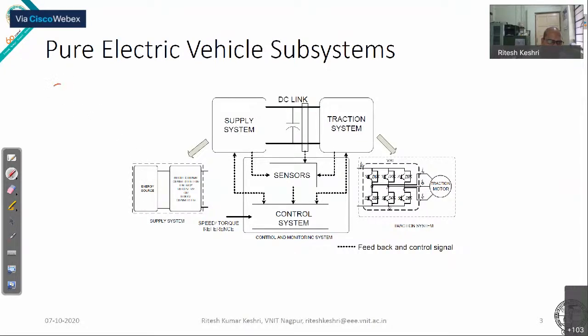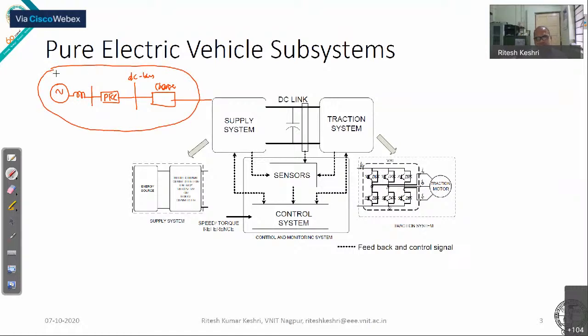In that you will see here you are having the grid, and with this grid, let's say a PFC rectifier circuit is connected. Here you are having the DC bus. With this DC bus you can have a charger also. This is the charger. This particular arrangement is called a charging bus, or charging system.